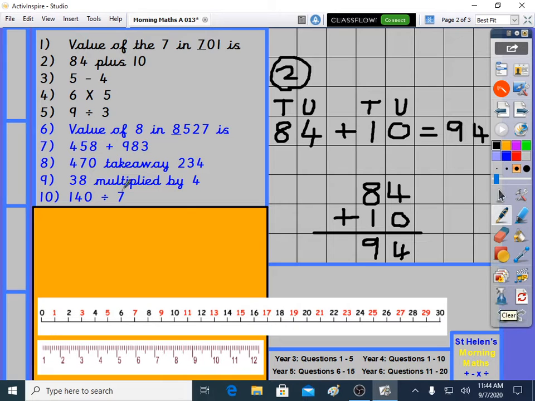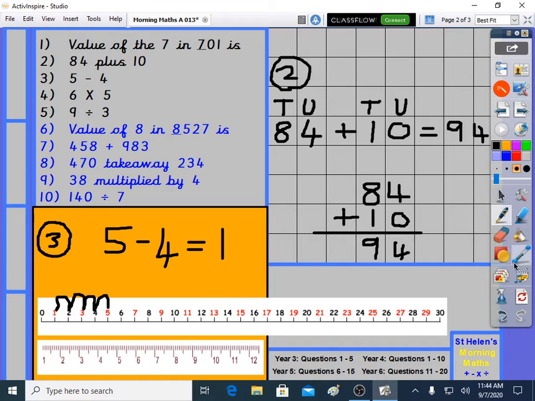Make sure you keep up with the copying. I'll do question 3 over here in case you're a bit behind. 5 minus 4. It's not too difficult. It's like having 5 sweets. You give away 4. I give away 1, 2, 3, 4. I've only got 1 left. If you have 5 of something and you give away 4, you will only have 1 left. We'll move on to question 4.